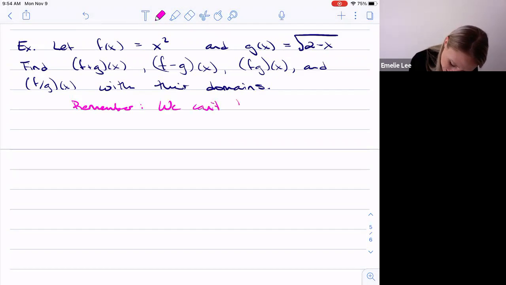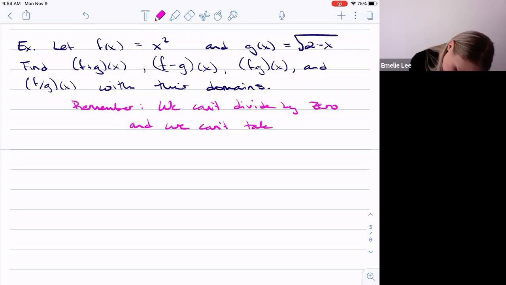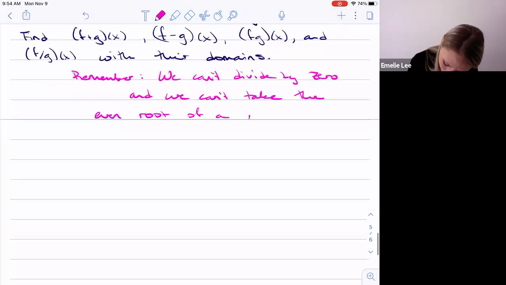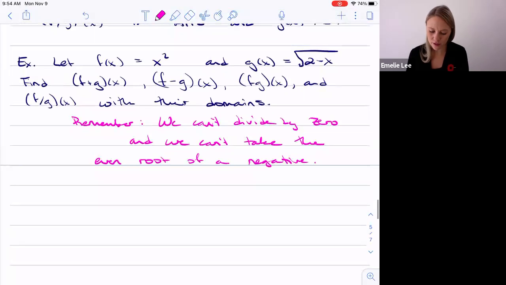So remember, we can't divide by 0, and we can't take the even root of a negative. Okay. So here we've got a root, a square root, which is an even root, our most common root, right? So the square root, we can't take the square root of a negative number, which means that 2 minus x has to be greater than or equal to 0.